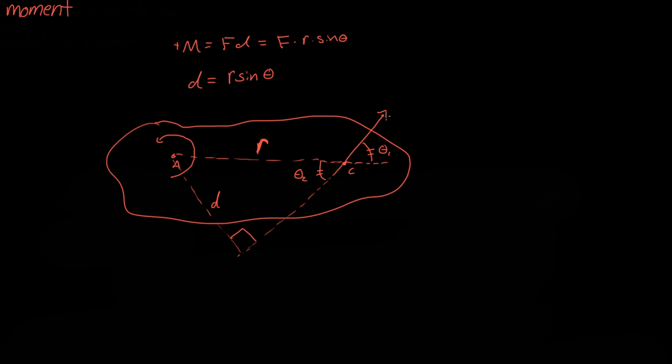But if we applied a different force, if we applied a force that was instead going this way, the moment would be negative. So it would be wanting to rotate that way. So when it rotates clockwise, it's negative. When it rotates counterclockwise, it's positive.